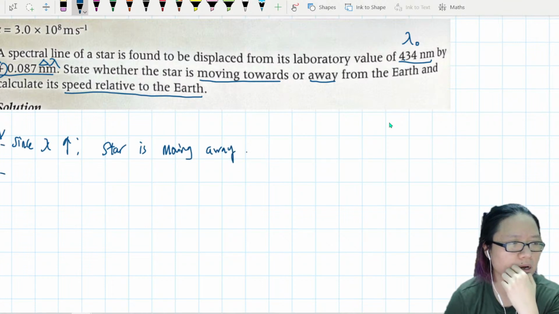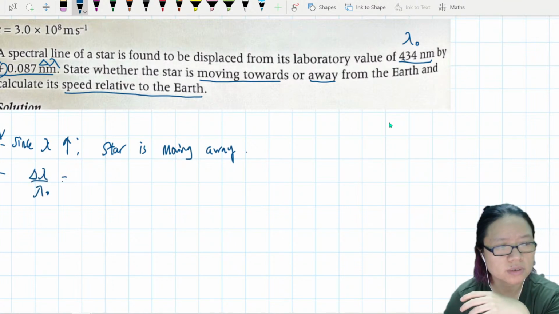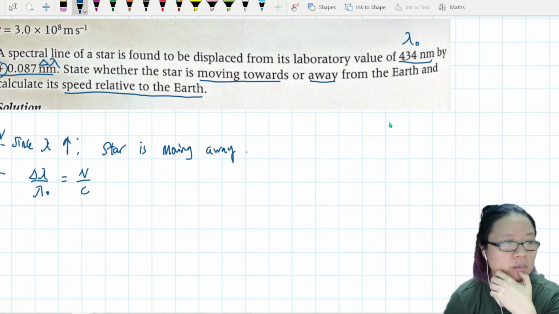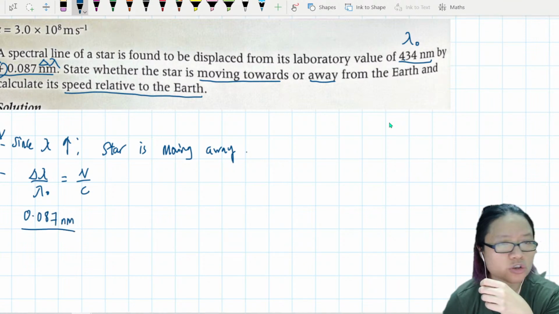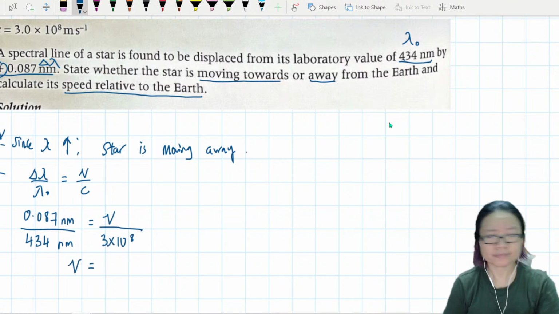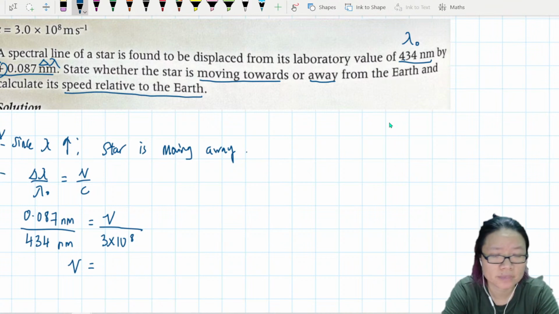All right. Calculate the relative speed. Delta lambda over lambda naught is equal to V over C. So change in wavelength is 0.087 nanometer. And the original value of wavelength is 434 nanometer. We are looking for V, and the speed of light is 3 times 10 to the power of 8. You can find it. That's it. But the equations are not complicated. If you know them, you can use them.